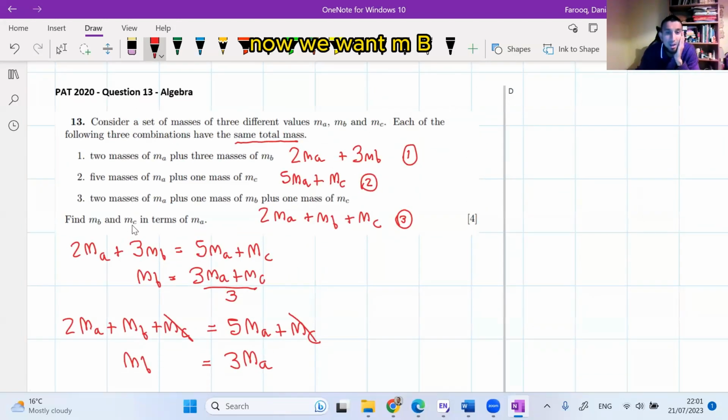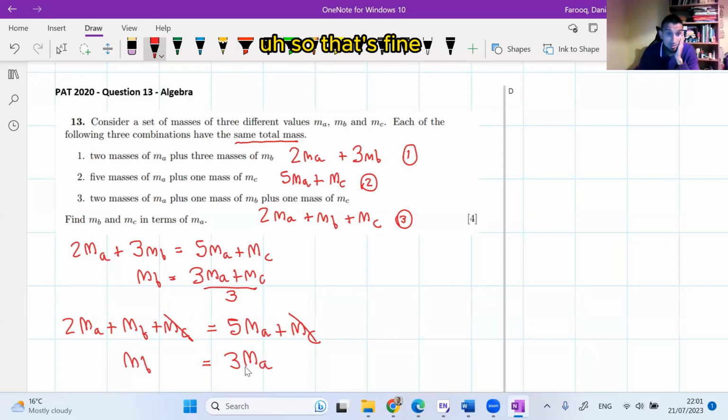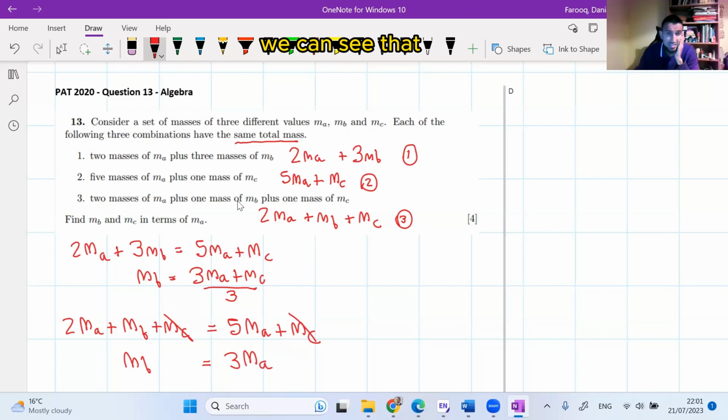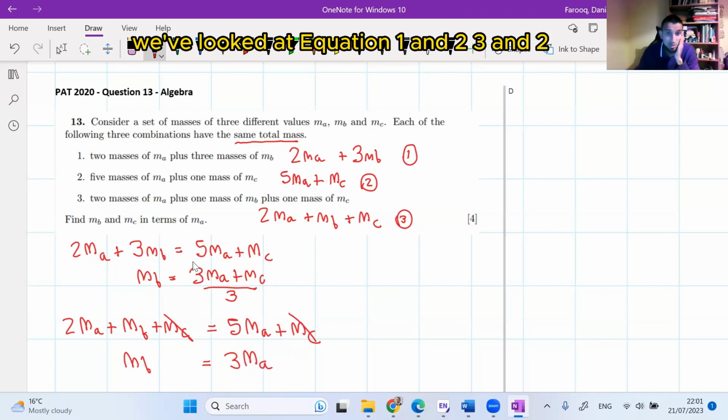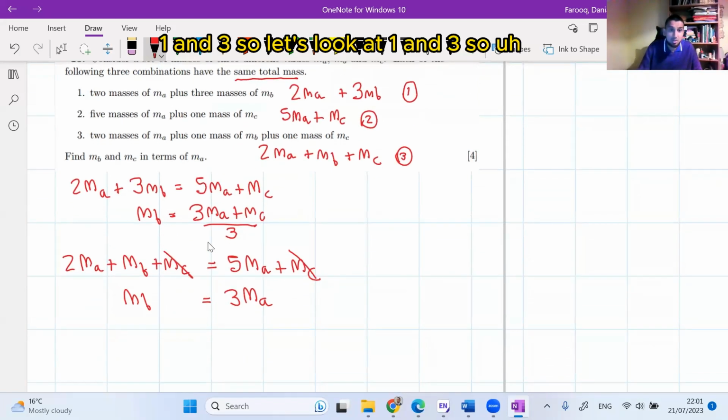Now we have to really think about this. We want Mb and Mc both in terms of Ma. Now we have Ma here, but we have Mc, so that's a problem, because we want it only in terms of Ma. We have Mb here, and that is equal to 3Ma. So that's fine, Mb is done. However, now we need to find Mc in terms of Ma. We can see that we've looked at equation 1 and 2, 3 and 2, but we haven't looked at 1 and 3. So let's look at 1 and 3.